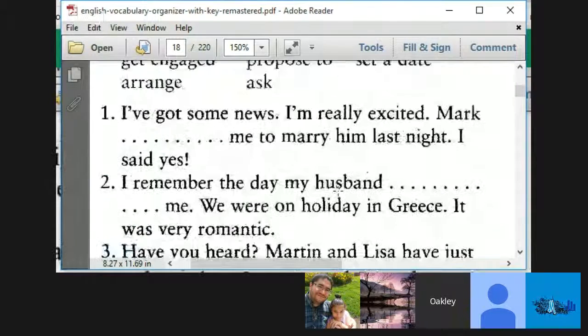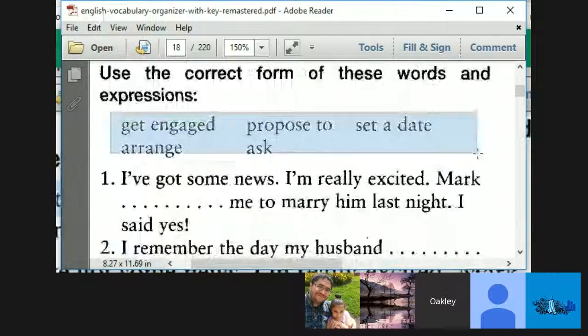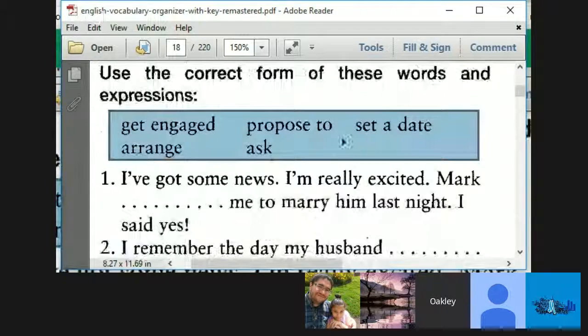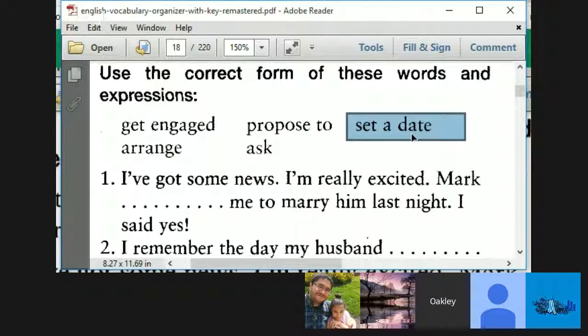Have they, sorry, okay. Have they? Can you see the question, please? Yes, I've done that. Can you see it? I'm not sure. I think it's a technical problem. Set a date. Oh, you do have it. Okay.